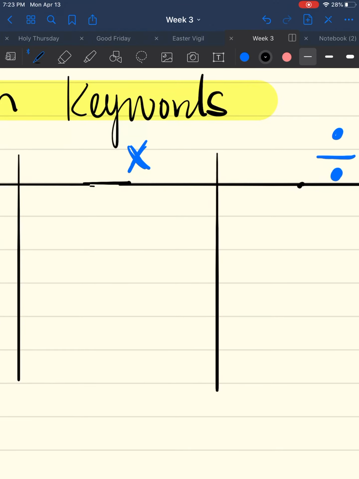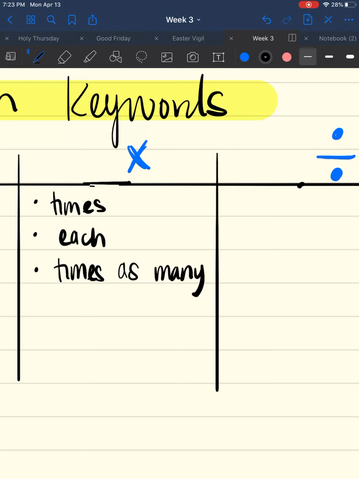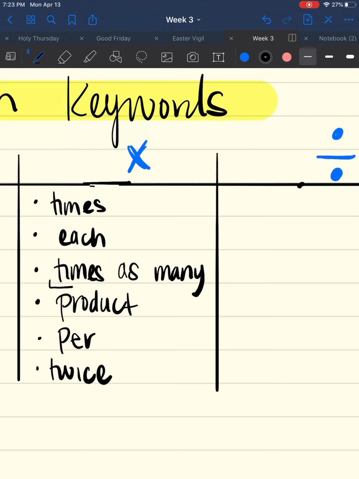For multiplication, we have times. You might see the word each is a very famous one. They use that one a lot. You might see times as many. The word product. The word per is another very famous one. You might also see the word twice as, sometimes 3 times as. So that's what we also put times as over here. These are only some multiplication.